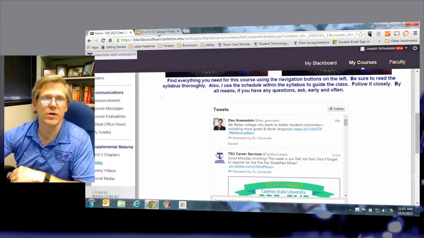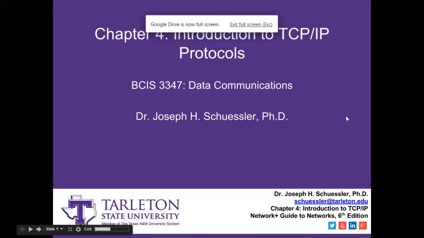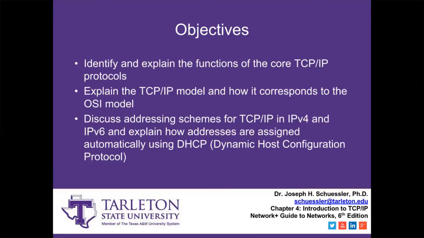So I've already got it open here, so let's go ahead and put that in presentation mode and jump on in. So as I said, Chapter 4, Introduction to TCP IP Protocols. So the objectives for this chapter are to identify and explain the functions of the core TCP IP protocols. We'll explain the TCP IP model and how it corresponds to the OSI model. For the most part, it's pretty simple when you see it here in a few slides. I think you'll be able to see intuitively how those different layers relate to one another.